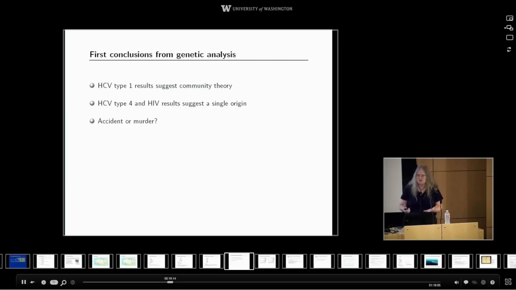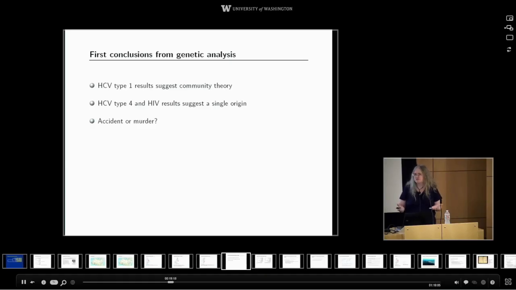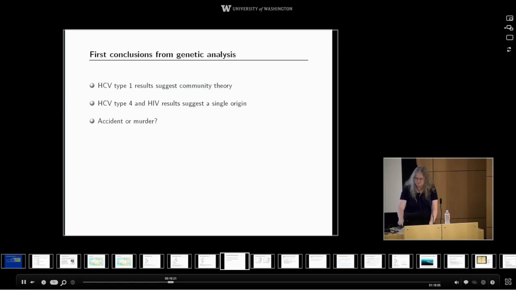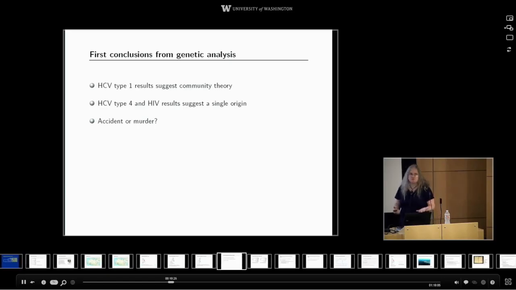Maybe not hepatitis C type 1. Those may have been accidental additions to the story, but the other 2 really look clustered. But that doesn't answer the legal question: was it accident or was it murder?